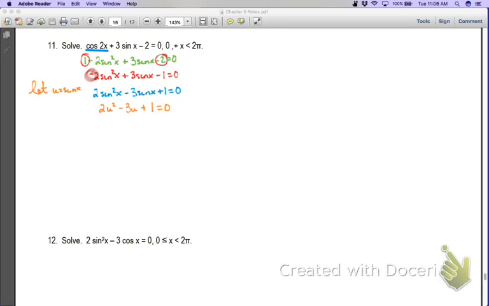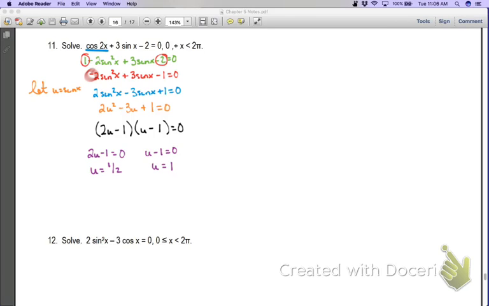So then, 2u and u, equals 0. I have a negative 1 and a negative 1. So then break everything up. 2u minus 1 equals 0. u minus 1 equals 0. So I have u equal to 1, and I have u equal to 1/2.